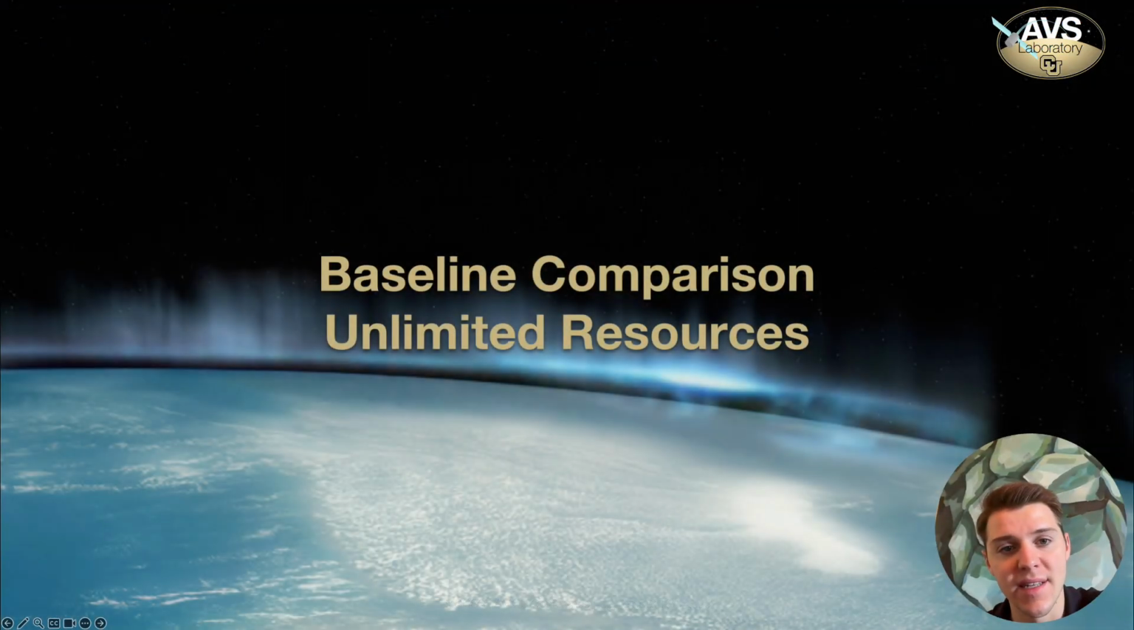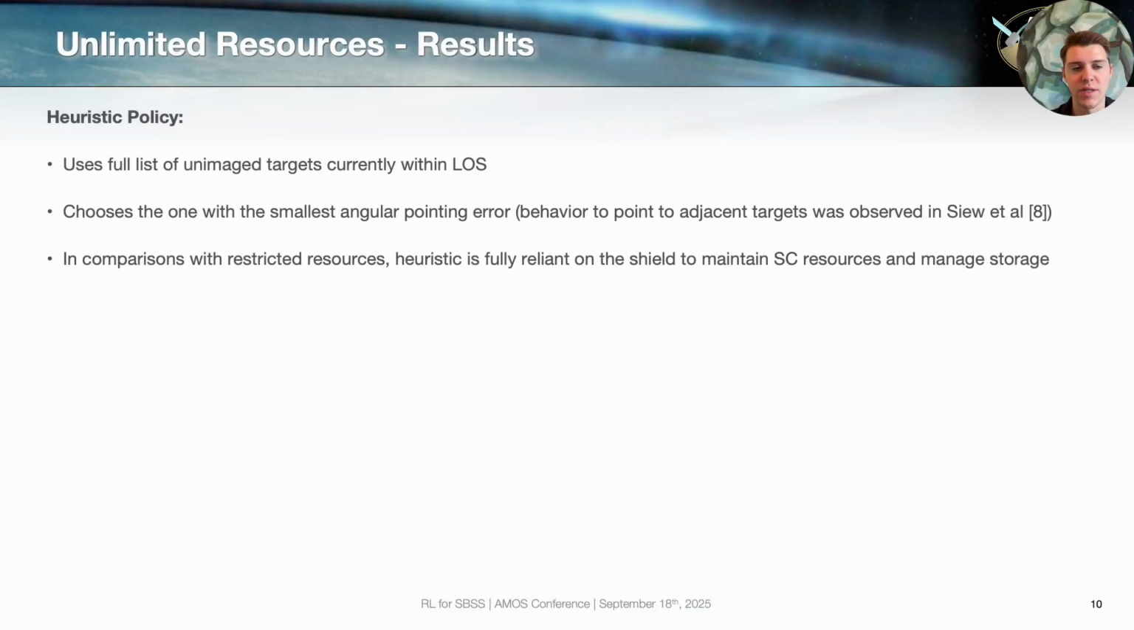Now, to get a baseline comparison, here we're looking at unlimited resources, so without having the need to charge or downlink or DSAT, because we have unlimited battery, unlimited storage, etc. To give a fair comparison, we're comparing it to a heuristic policy, which uses the full list of targets that are currently within line of sight, so it might be greater than 10 as well. And from those, it chooses the one with the closest angular pointing error, and that is a behavior that was observed by another paper that did space-based scheduling.